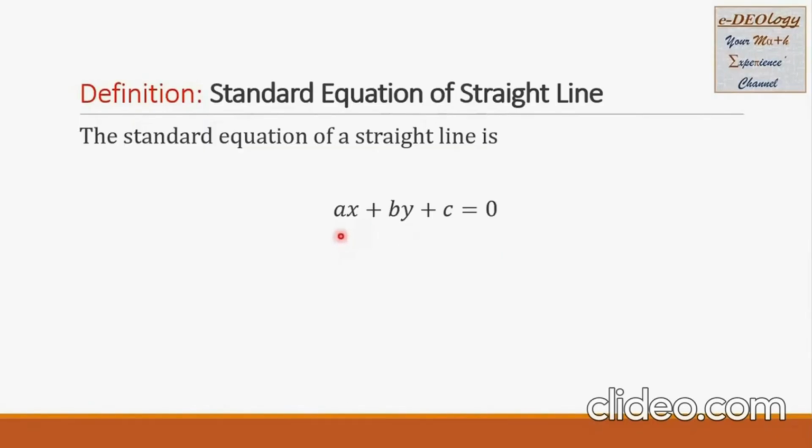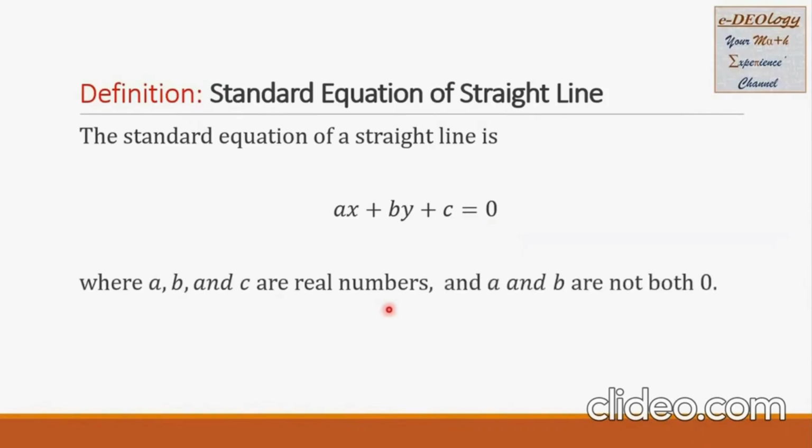Take note that the coefficient of x is a. The coefficient of y is b. And c is a constant. And on the right side of the equation is 0. The a, b, and c are real numbers, and a and b are not both 0.